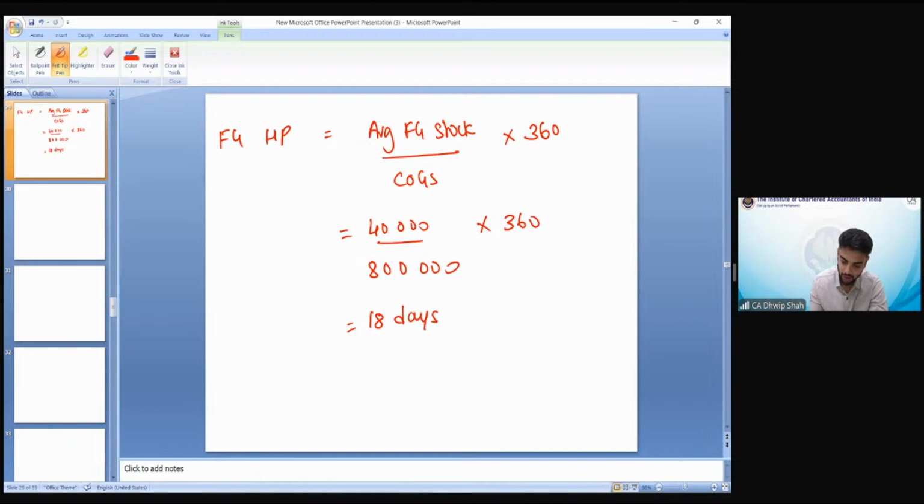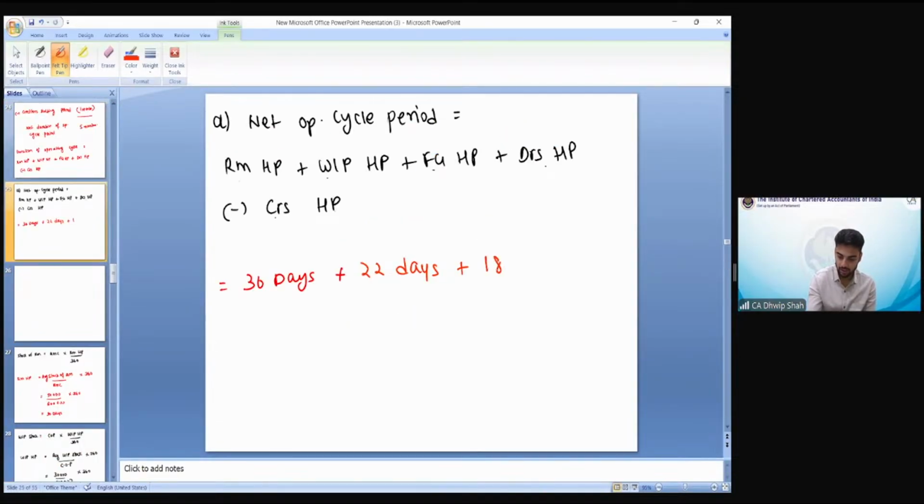So this is my amount blocked in FG. Before selling it to debtors, customers, I keep stock of FG for 18 days. This is how you interpret that. So यहाँ पे आ गया 18 days. Plus debtors holding period. Debtors holding period means average collection period. It is directly given, 45 days. So I will directly add 45 days. So 30 plus 22 plus 18 plus 45 is my gross duration of operating cycle.